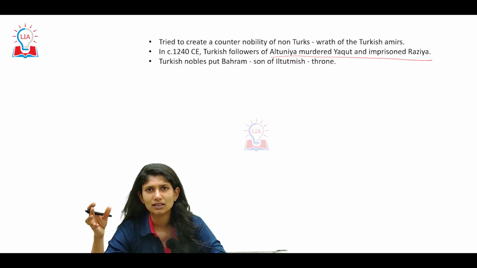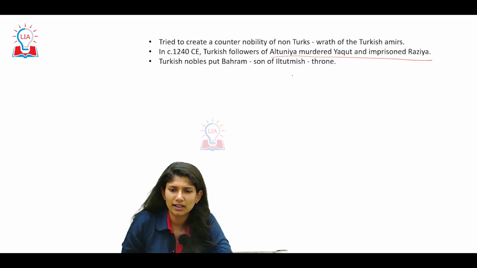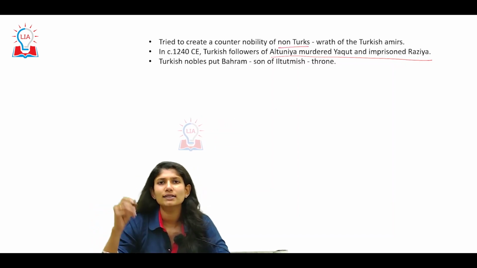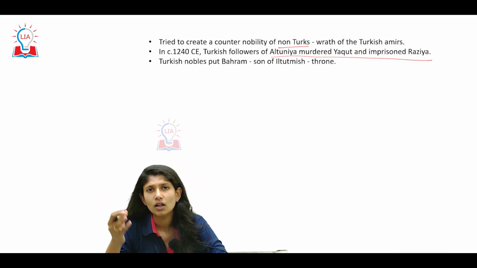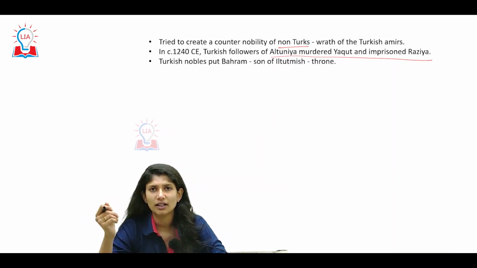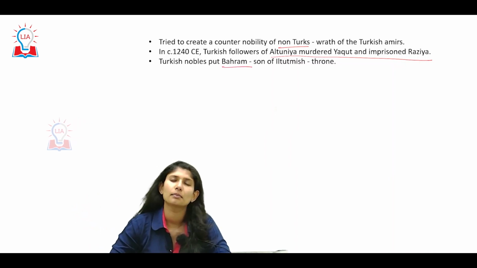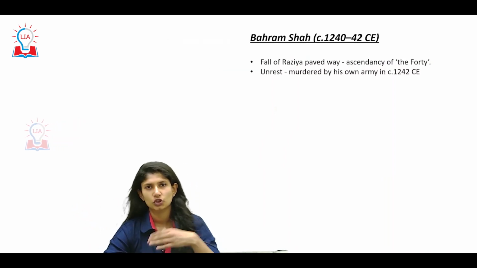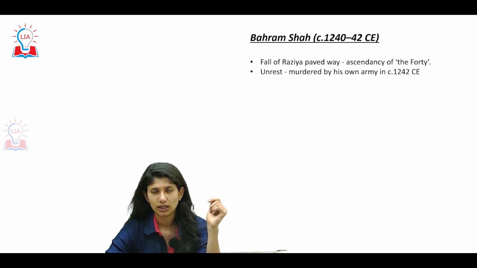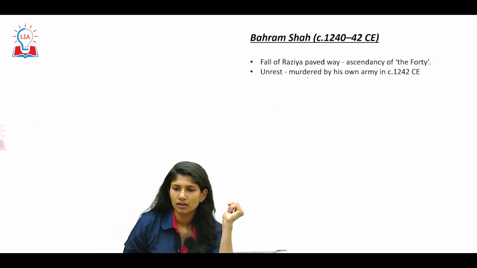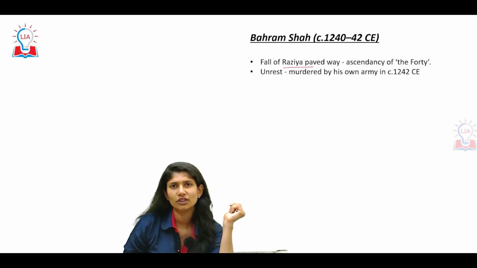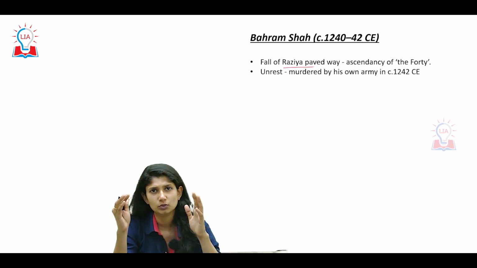One more thing that was against the Turkish nobles is that she tried to induct a lot of non-Turk people into nobility and the administration. That was not well appreciated among the Turkish nobles. So next who came in? Bahram, the son of Iltutmish, became the next Sultan. This is the fall of Razia Sultana, that is, post Iltutmish.